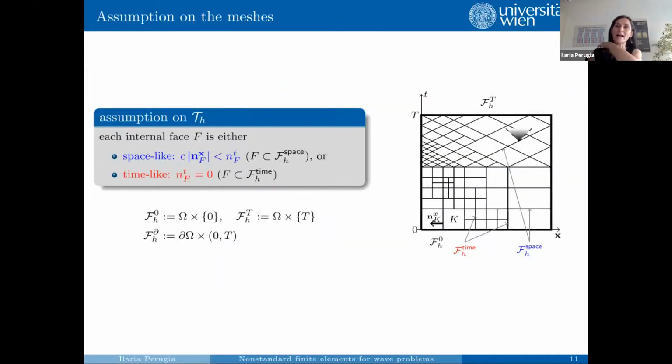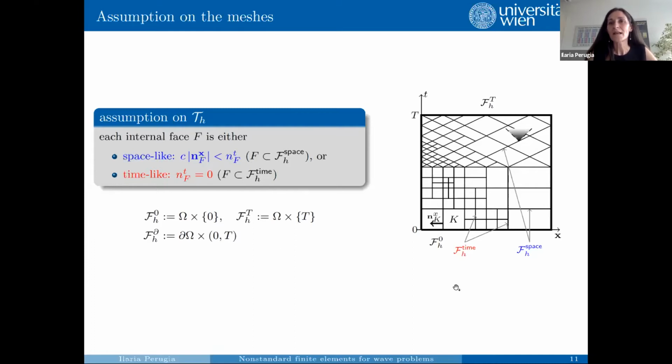So in the next slides, I will present the assumptions that I make on the meshes, the assumptions that I make on the numerical fluxes, and the assumptions that I need to make on the approximation spaces. For the meshes, I don't choose my meshes randomly or in a standard way, but I'm assuming that the interior faces of my meshes are either space-like or time-like.